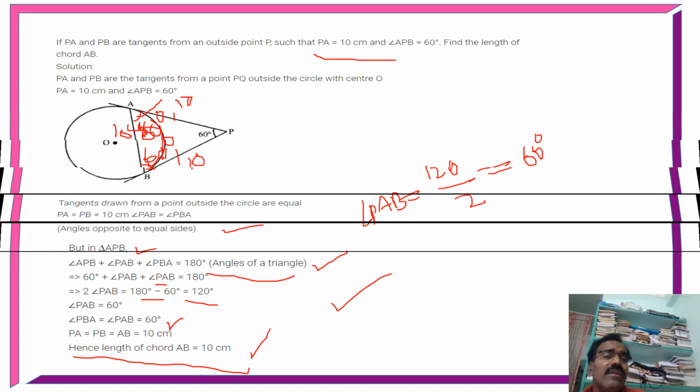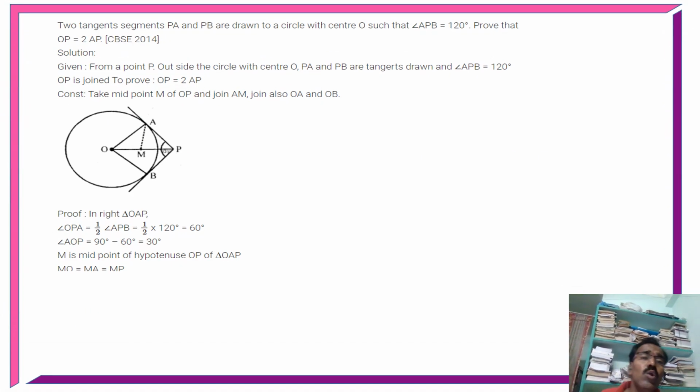In the next slide, it is given that two tangents PA and PB are drawn to the circle with center O such that angle APB is 120 degrees. Prove that OP equals 2 times AP. In the same way, students, you can write the given and RTP. Before proving, write what is given, and after that write what is to be proved.